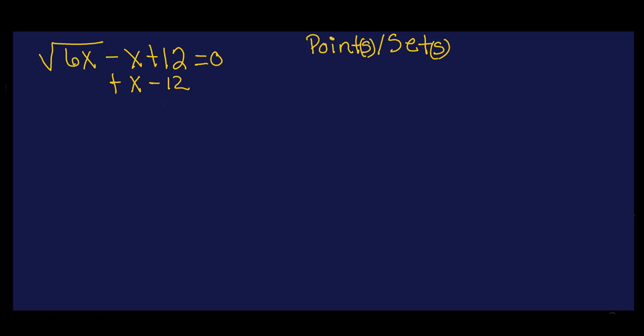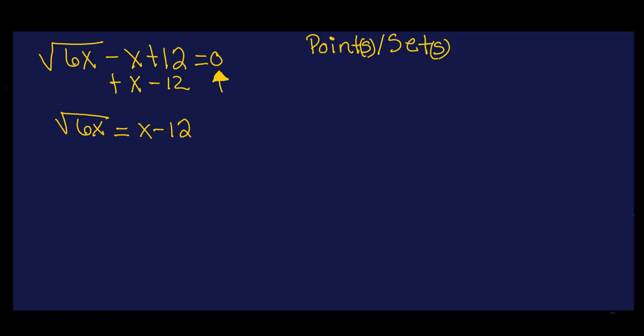So we're going to end up with the square root of 6x equals x minus 12. Because when we added x here and minus 12 here, we actually just added them to the other side. They're opposites on the other side, so it's no longer 0. And now the square root of 6x is alone. Okay?